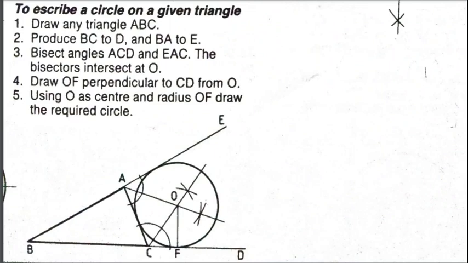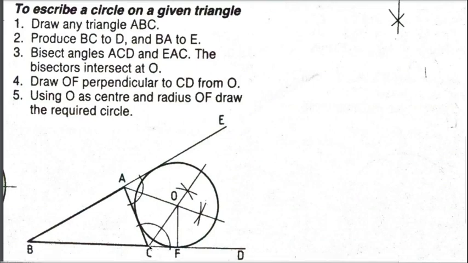So the first task that I gave you was to draw the triangle ABC using a specified angle. When you obtain that shape, you are to now place a circle touching the tangency of a line AC, right? So let's go through the steps. Step 2, produce BC to D.